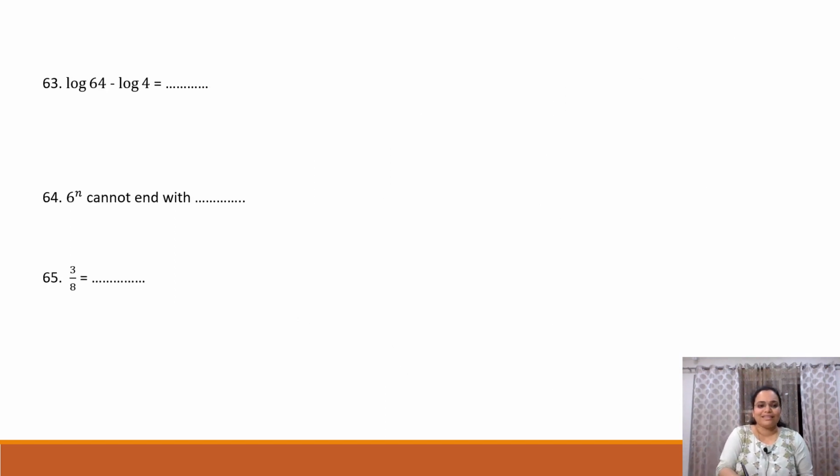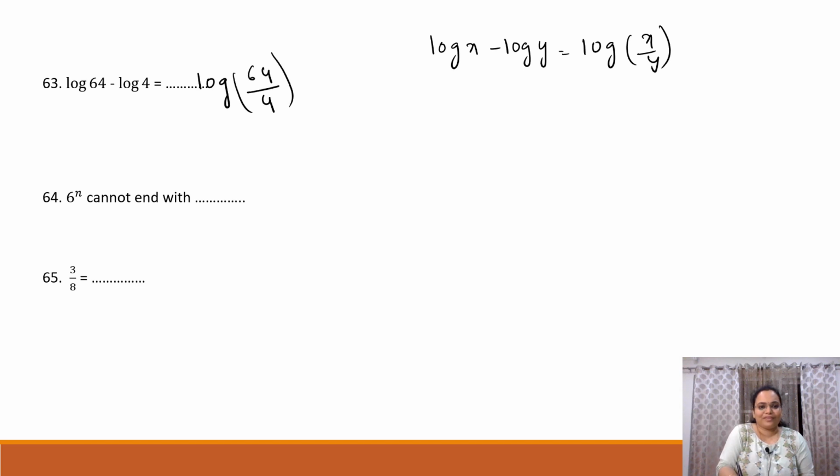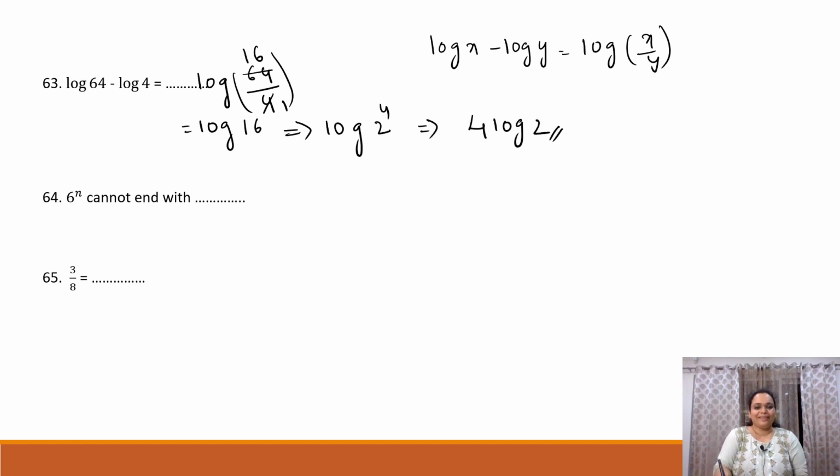Let's see the next one, that is log 64 minus log 4. We have the formula log x minus log y, that is log x by y. So if you put the same formula here, that is log 64 by 4, right? 4 ones are 4, 4 sixteens are 64. That is log 16. Okay, so log 16 can be further simplified as 2 power 4, right? 4 log 2.